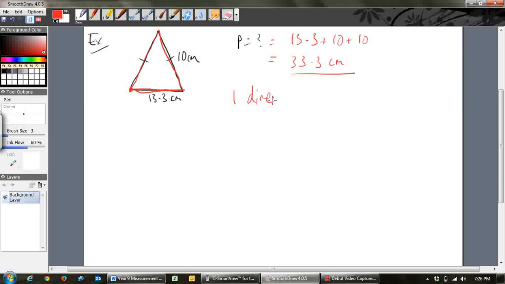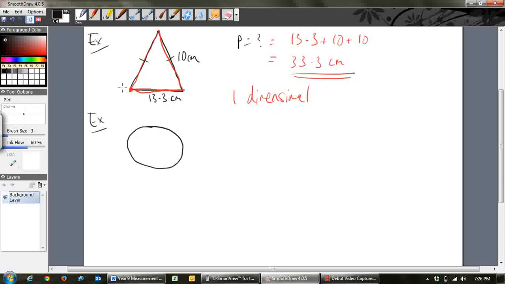Okay, so perimeter is a one-dimensional unit. So centimeters is all you do there. Centimeters to the power 1. It's one-dimensional. Area is two-dimensional, so you do squared. Volume is three-dimensional, so it'd be cubed. So just make note of that. It's just centimeters. It's a length. Okay, let's do another example.